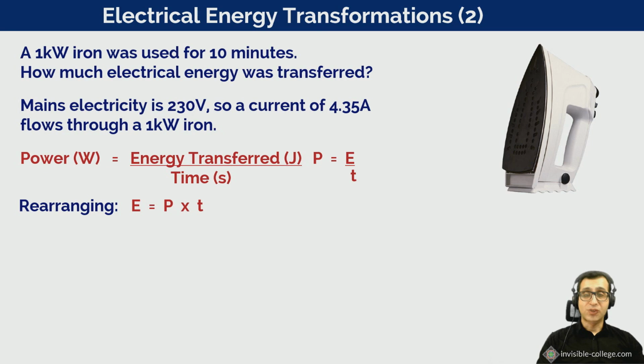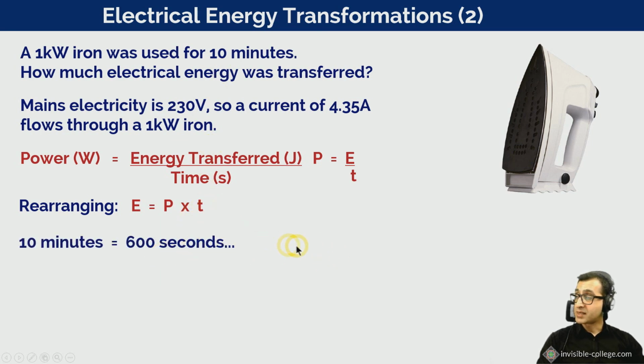Now, the wrinkle in this question is the units. You're being supplied with the time taken, not in standard units of seconds, but in minutes. So you need to convert this into seconds before you enter it into this equation. So we have here 10 minutes, and the energy transferred is going to be the power, 1 kilowatt, 1000 watts, multiplied by 10 times 60, because there are 60 seconds in every minute, and it's on for 10 minutes.